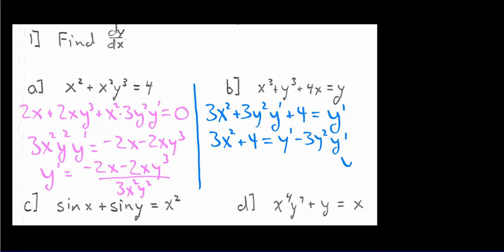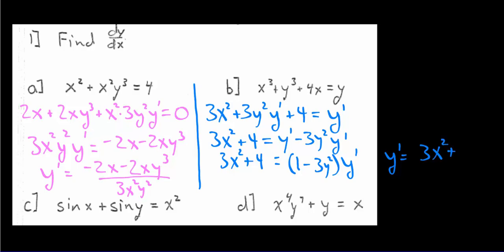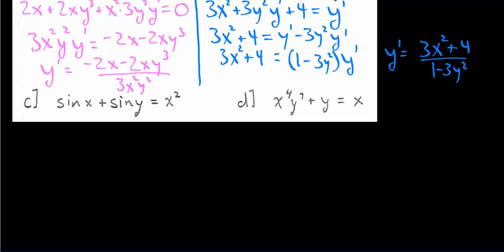Factor out the y prime. See? I get that. And then just divide by the coefficient of y prime. So I got y prime is equal to 3x squared plus 4 over 1 minus 3y squared. There, that's it. That's the process for all of these. So in this next one here, look what we've got. We've got cosine x plus cosine y. Don't forget the y prime equals 2x.